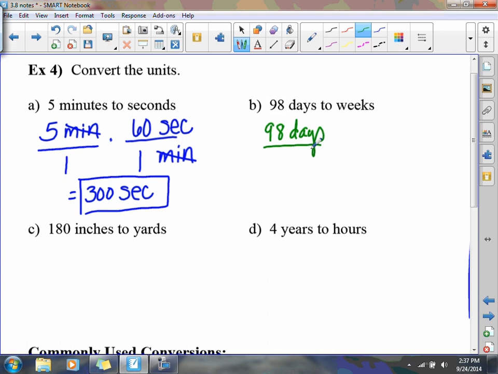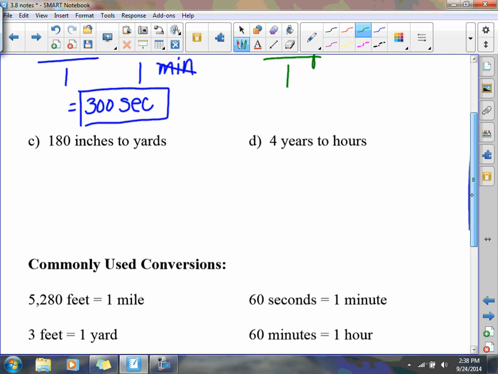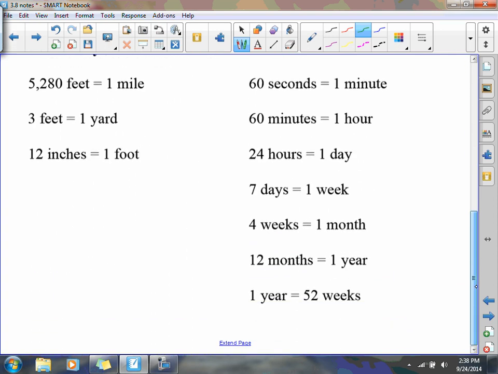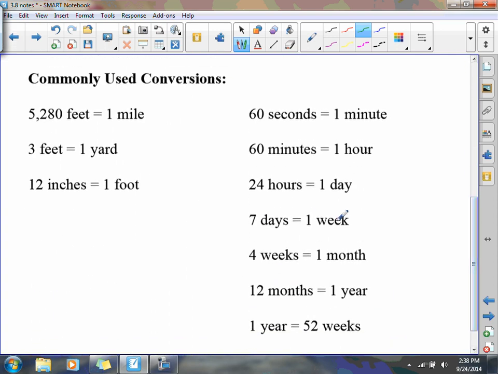So 98 days, and I'm going to put that over 1. And then I'm going to multiply by another fraction. Now I'd have to know how many days are in a week. And we're assuming that it's a full week. It's not a work week or a weekend. So we're going to assume that there's 7 days in a week. And again, that's listed down below here. Okay, there's 7 days in a week.